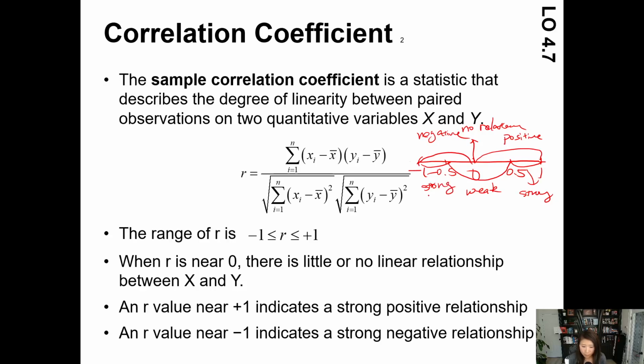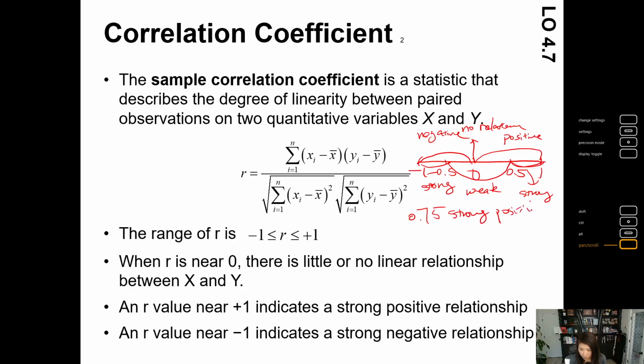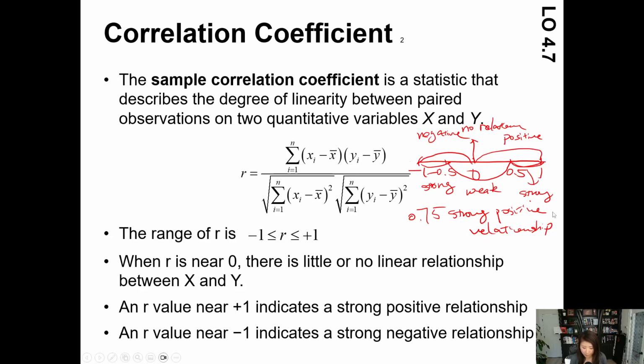So how do you use this scale to help you interpret r, the correlation coefficient? Let's see, I got this number 0.75. First of all, it's a positive value, therefore it's a positive relationship, but we can also tell the strength, right? 0.75 belongs to this region, so it's a strong positive relationship. That is how you interpret r, the correlation coefficient, and you can apply this scale to always guide you in interpreting the result.